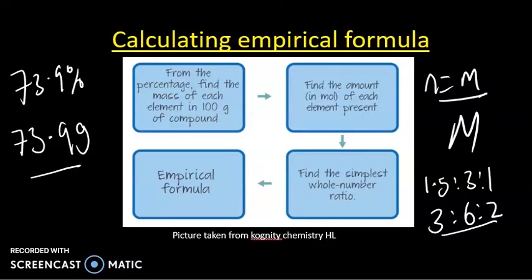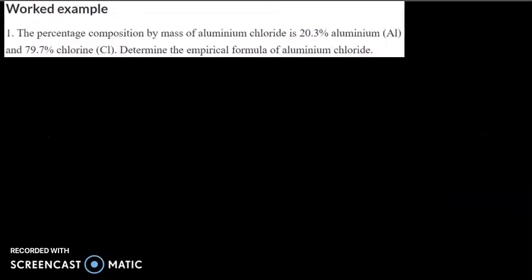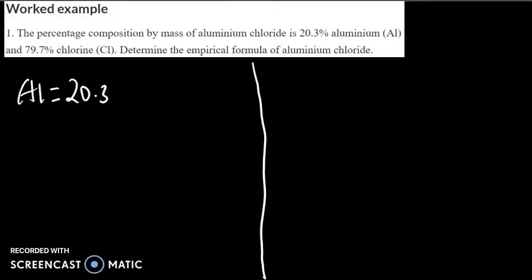Let's look at some examples. Our first example: the percentage composition by mass of aluminum chloride is 20.3% aluminum and 79.7% chlorine. Determine the empirical formula of aluminum chloride. Aluminum is given to us as 20.3% and chlorine is given to us as 79.7%.